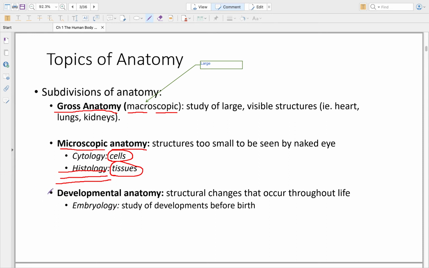All right, either way, you want to know that these are subdivisions, and then we have developmental anatomy, and of course this is something where we would study the structural changes that go on throughout your life. For example, embryology is one.